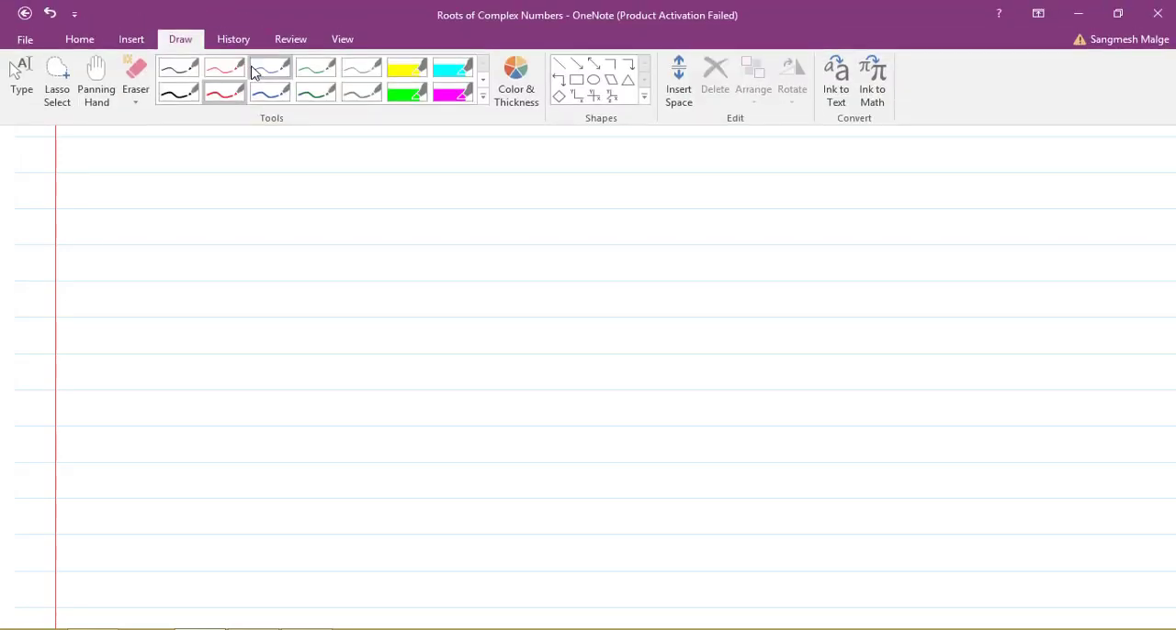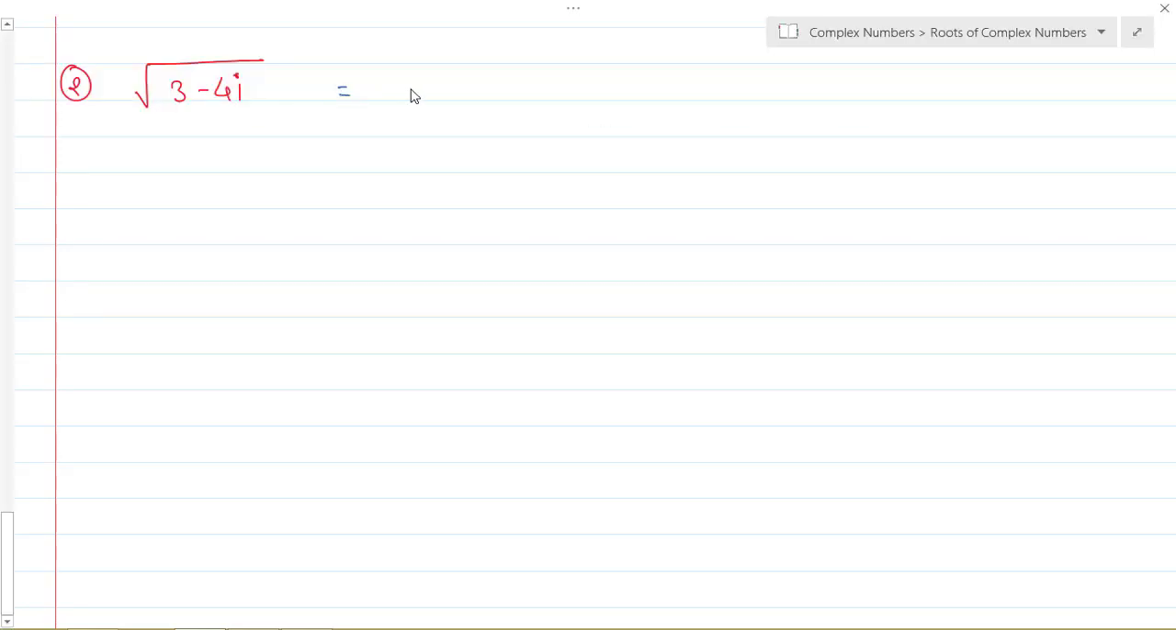Now let's take another example. So let's take the second example. Find the root of 3 minus 4i. Okay, so I want to find out the square root of 3 minus 4i. Okay, so our first step is what? It is equal to a plus ib. Now find the value of a plus ib. So what? Squaring on both sides. So what will happen?